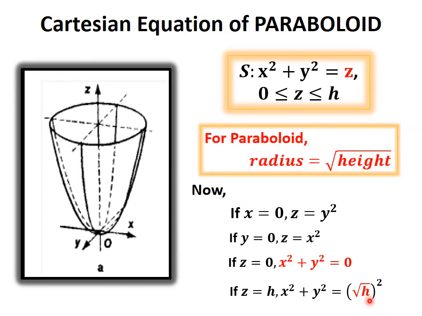Now what is the relationship between radius and height for the surface paraboloid? The radius is nothing but the square root of height. For a cone, the radius is equal to height. For a cylinder, the radius is independent of height. Hope you are comfortable in visualizing the Cartesian equation for the surface paraboloid.